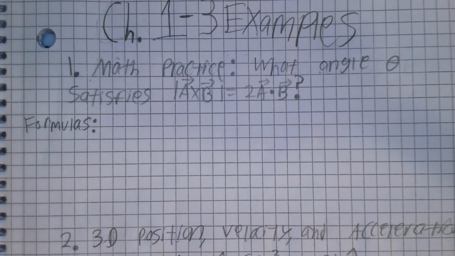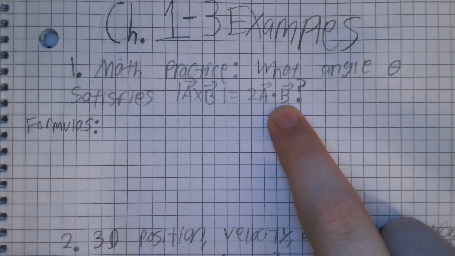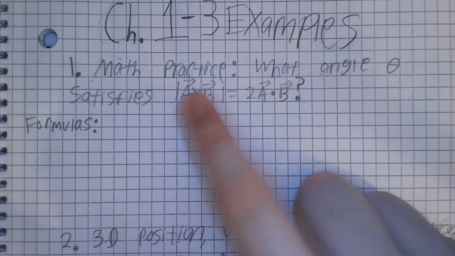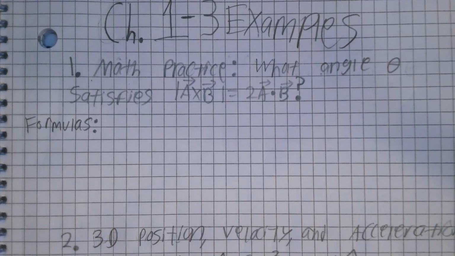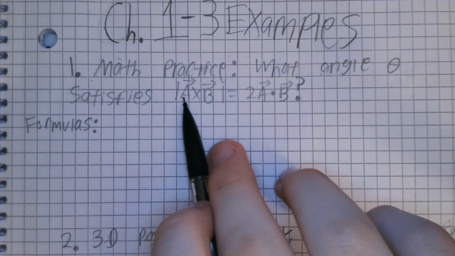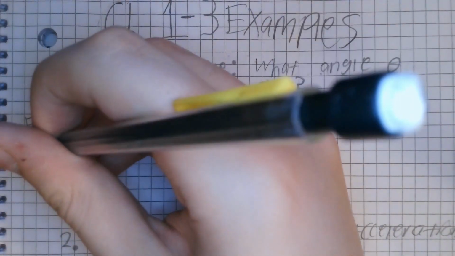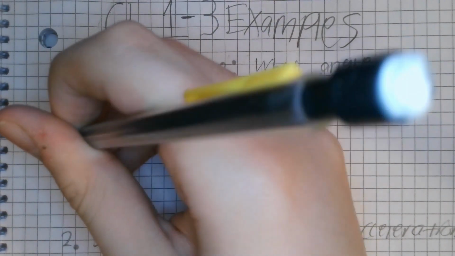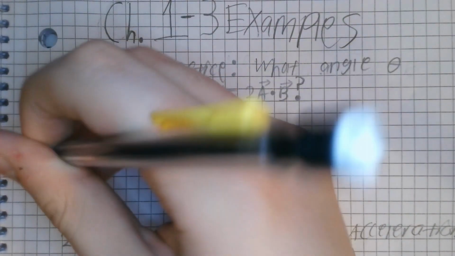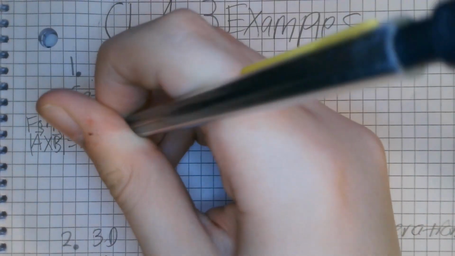Okay, so I want to start out with just some math practice here. What angle theta satisfies the magnitude of A cross B equals 2 times A dot B? The reason there's no magnitude on the right is because A dot B will be a scalar, so we don't need to write magnitude. A cross B will be a vector, but I'm going to make it a scalar with the magnitude. So the magnitude of A cross B, well, we can use our formula here. The magnitude of A cross B equals AB sine theta.